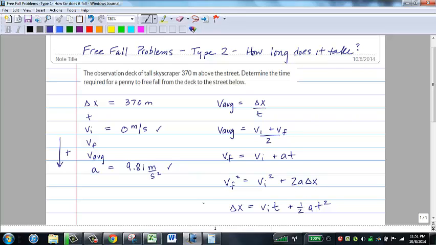If you look then at the information that we have, the displacement, we have the initial velocity, and we have a, the acceleration. What piece of information are we looking for? You can see in the second sentence here, determine the time required for the penny to free fall from the deck to the street below. So time is the value that we're trying to find. Okay, so we're going to check off those pieces of information that we know in each of our equations.